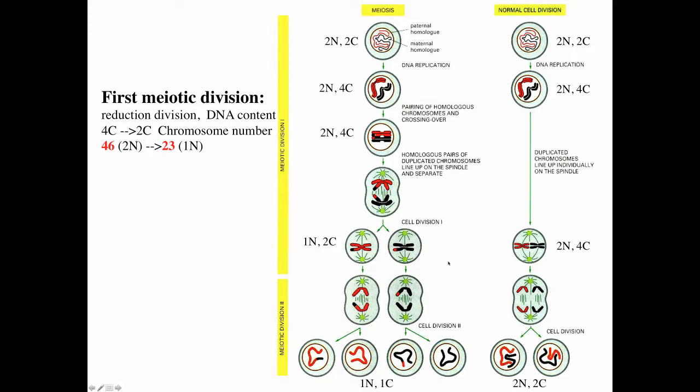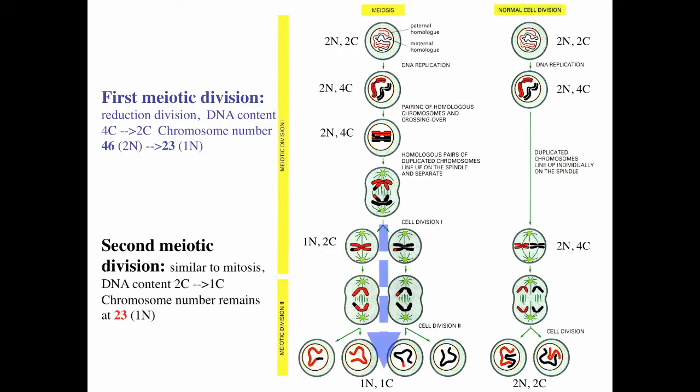The first meiotic division, we call it the reduction division. DNA content goes from 4C to 2C. Chromosome number goes from 46 to 23 at the first meiotic division. The second meiotic division, we call it an equational division. It's similar to mitosis. DNA content goes from 2C to 1C. Chromosome number remains at 23. And I will leave it to you to look at this figure and try to consolidate in your mind the differences between mitosis and meiosis.